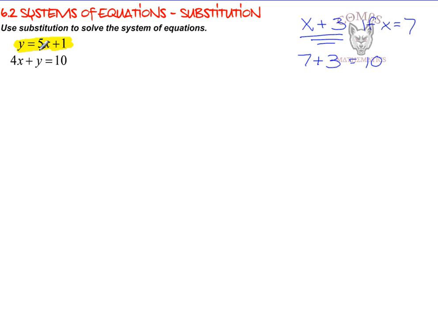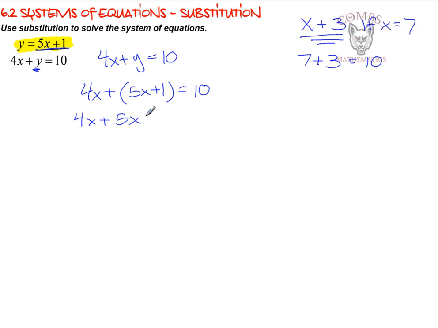Having an equation that's solved in this form allows you to substitute 5x plus 1 in place of y in the second equation. So doing that, 4x plus y equals 10. We're going to substitute in place of y 5x plus 1. Okay? Because this is all addition, we can drop the parentheses. 4x plus 5x plus 1 equals 10.